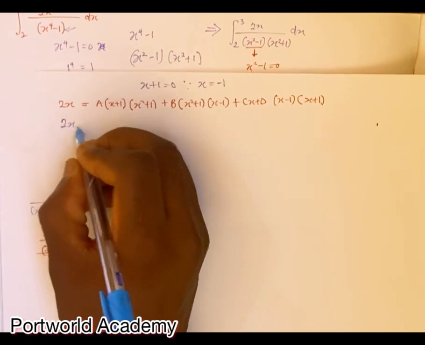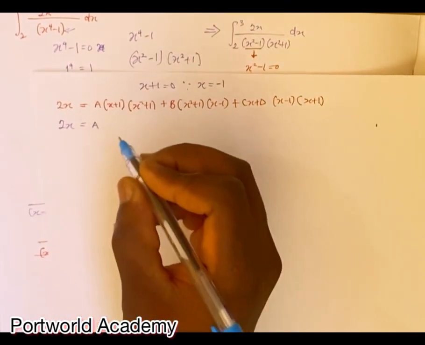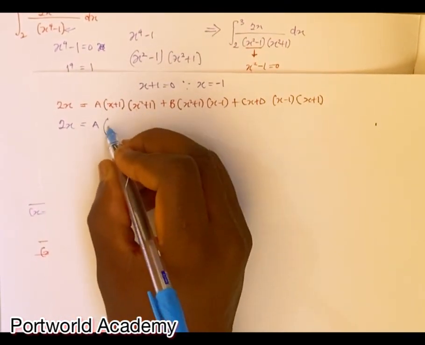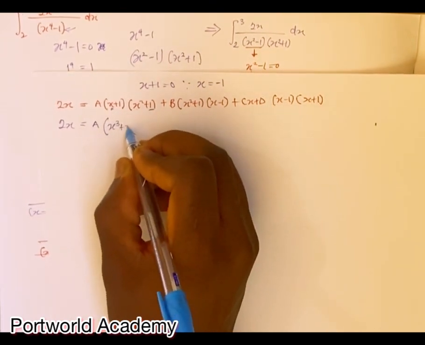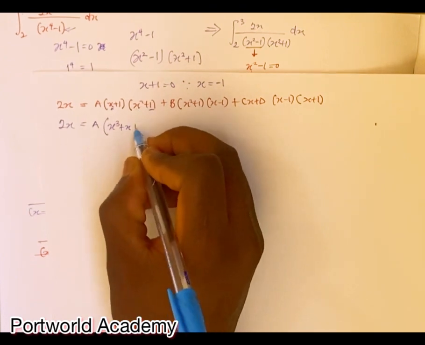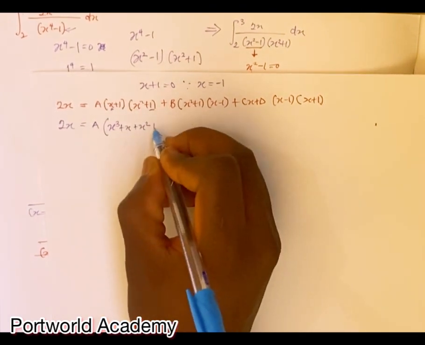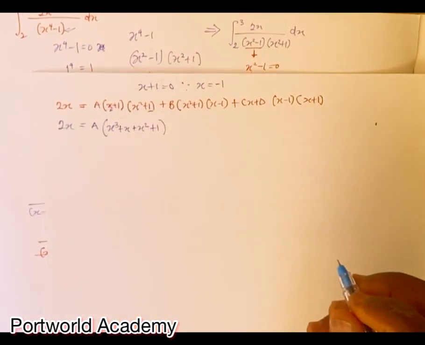We're going to have 2x equals to, this will give us a into brackets. This time this will give me x raised to power 3, right? This multiplied by this, that's what? Plus x. This multiplied by this, plus x squared, then plus 1. That's just everything I have here, right?